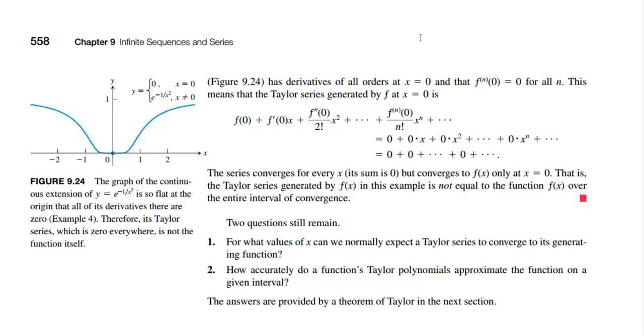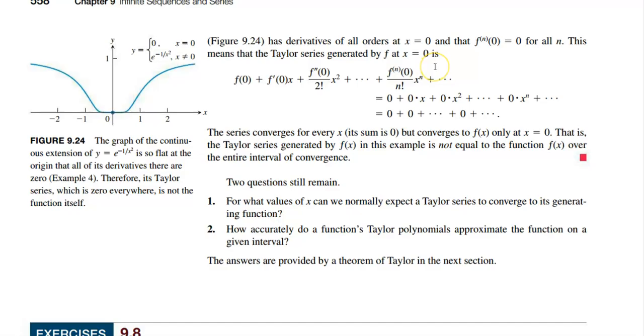So we get two questions that are remaining here. For what values of x can we normally expect a Taylor series to converge to its generating function? Or, how accurately do a function's Taylor polynomials approximate the function on a given interval? Well, the answers are provided by the theorem of Taylor in the next section. And that's the end of our Taylor series and Maclaurin series intro.